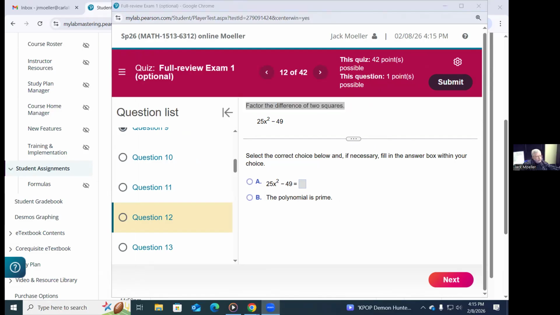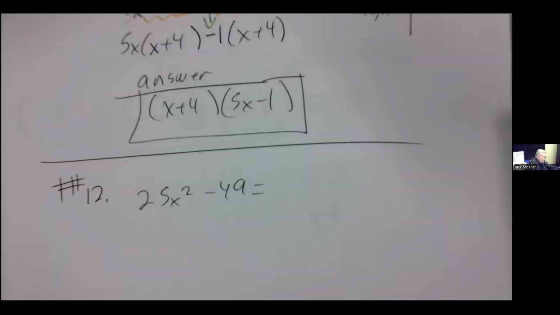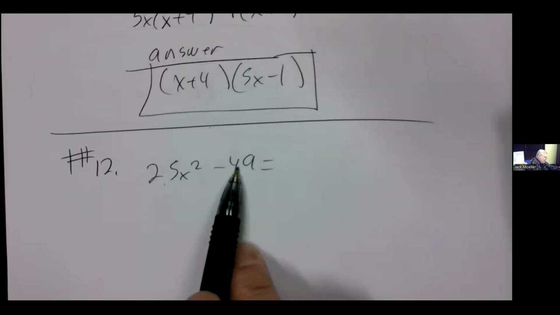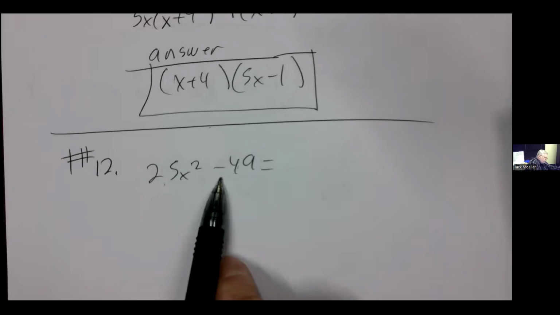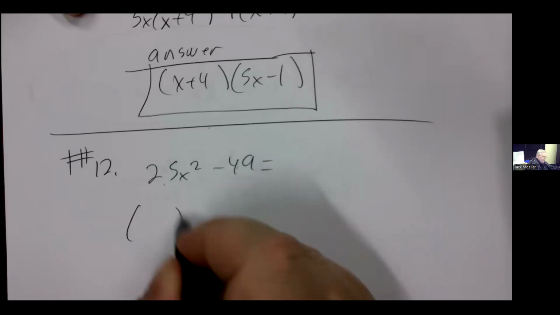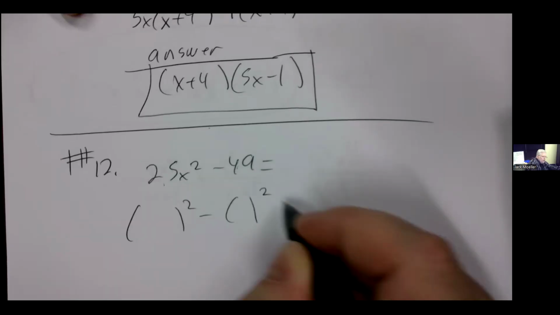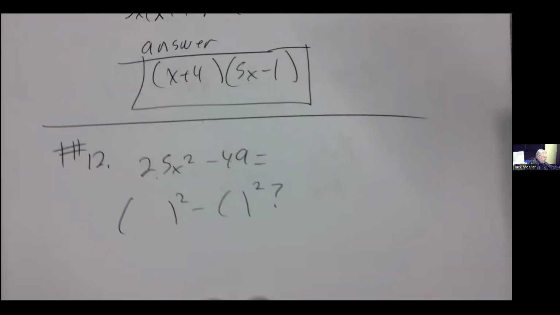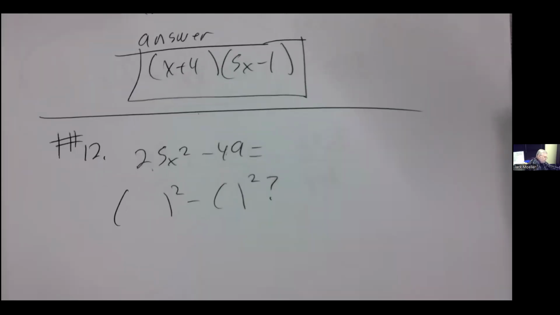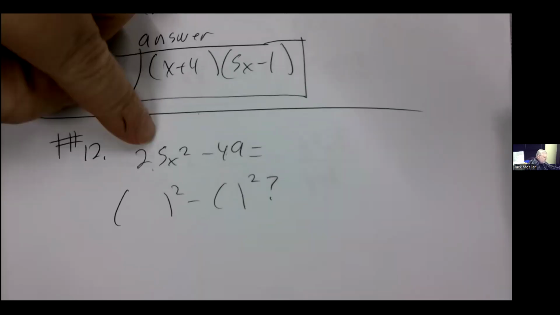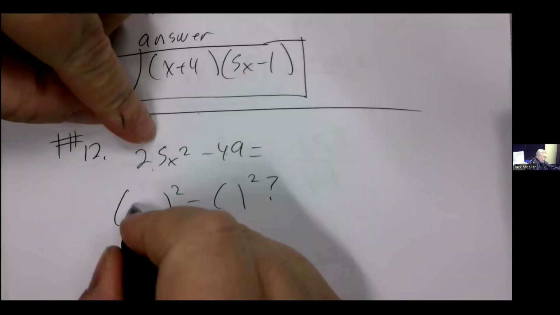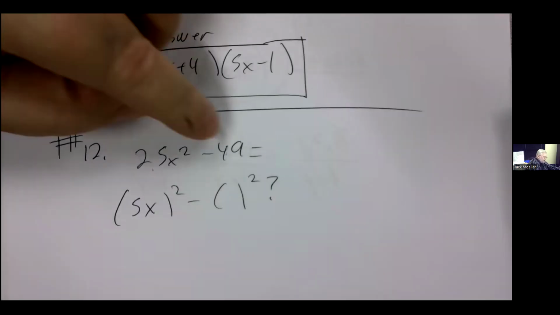So for difference of squares, one, it's a binomial. Two, it's a difference. And then three, is it something squared minus something squared? If you can find what's being squared, then we can go from there. Well, how do you get 25x squared? Well, 5 times 5, x times x. What do you square to get 49? 7. So this is a difference of squares.